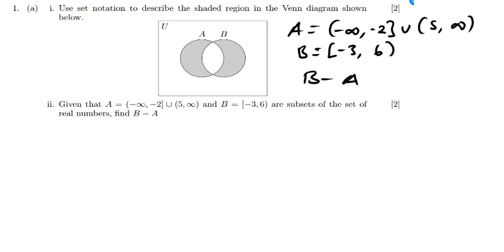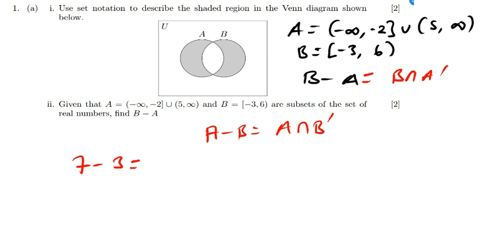Now B minus A, when we're talking about minus, it's the same as B intersection A complement. In a case where you have been given A minus B, this is the same as A intersection B complement. Initially minus is more like if we have 7 minus 3, this is going to give us 4. So in 7 we remove 3. So here in A we remove B, that is A intersection B complement, meaning we remove B.